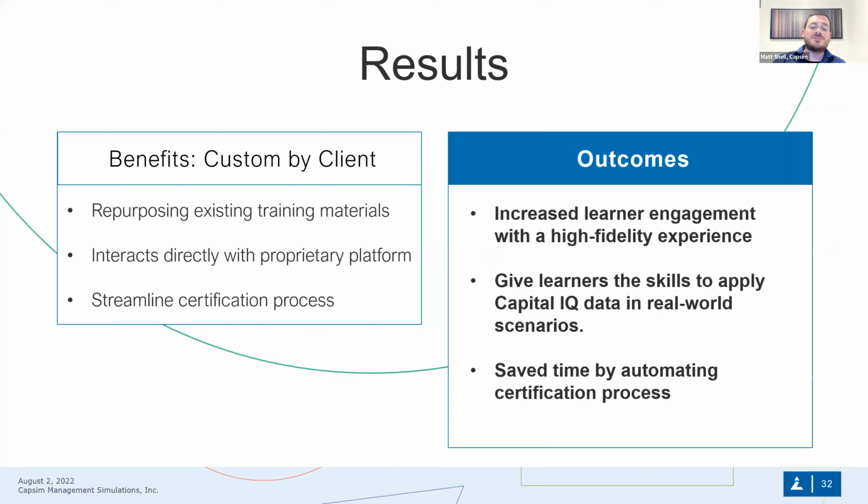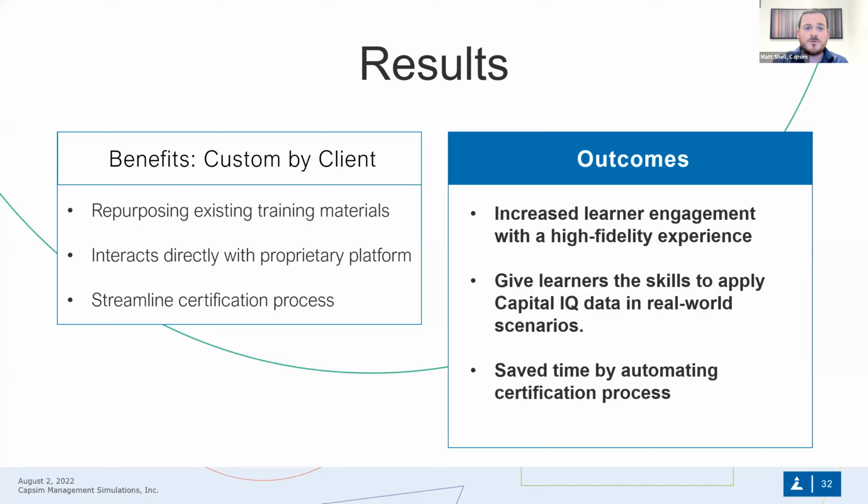So as a result, S&P was able to simply modify the great resources they already had into this custom simulation that interacts directly with their proprietary platform. And thus, they're not only able to make certification more accessible and more immersive, but to streamline the process as well. This has led to higher engagement, higher fidelity examples of how the data in their platform can be utilized to drive real-world decision-making. And they're now saving a lot of time by automating that process.